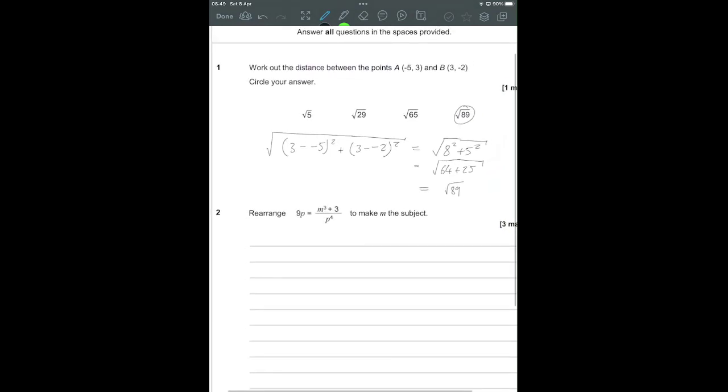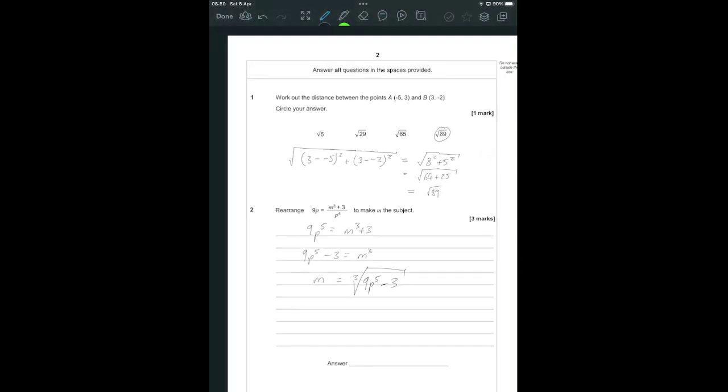Question 2 is to rearrange that to make m the subject. I don't like fractions, so I'm going to start by undoing the fractiony bit. I want m to be the subject, so I'm going to rearrange, undo the layers of the m, and we're left with the cube root of the 9p to the 5 minus 3.